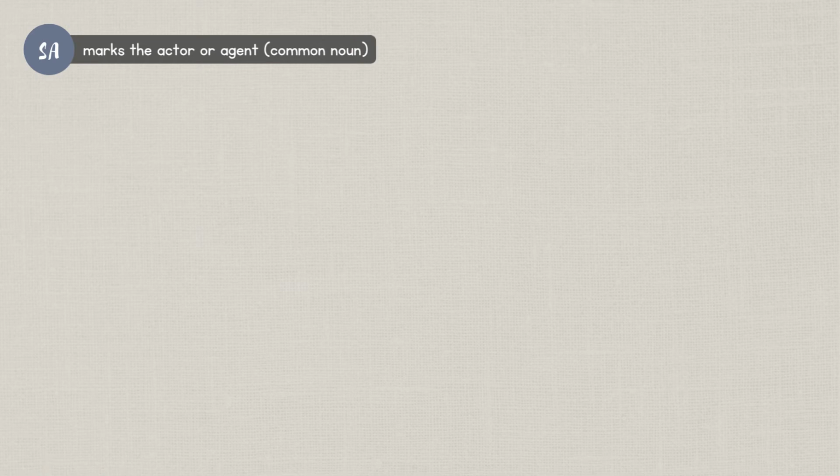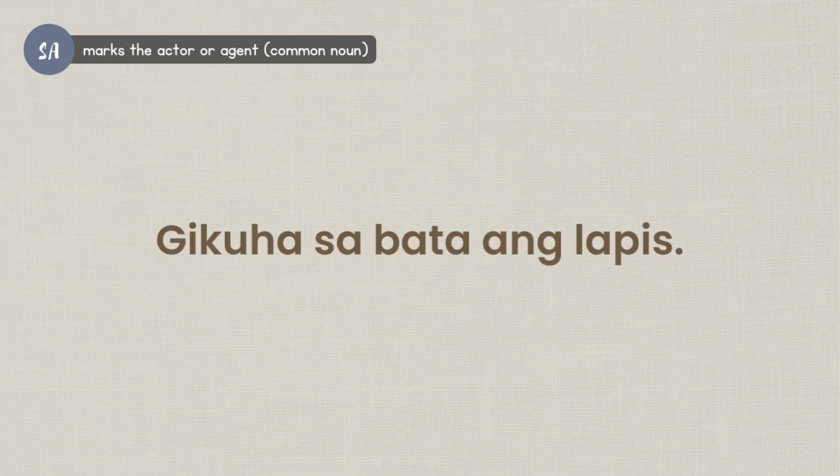The noun marker sa can also mark the actor or agent as long as it's a common noun. For example, gikuha sa bata ang lapis. The kid took the pencil. In this sentence, we have two case markers. The sa, which marks the bata or the kid, and the ang for lapis or pencil.